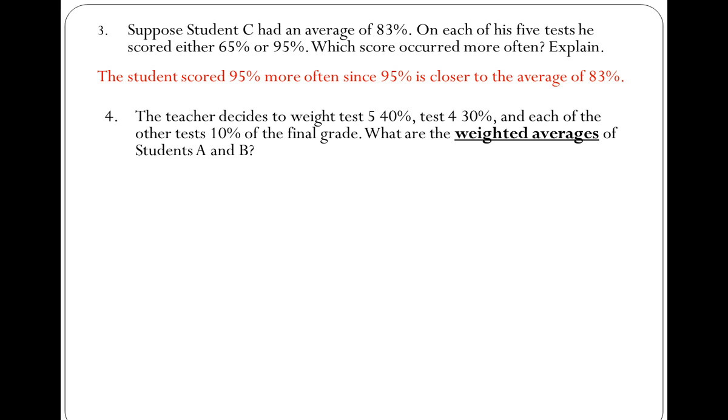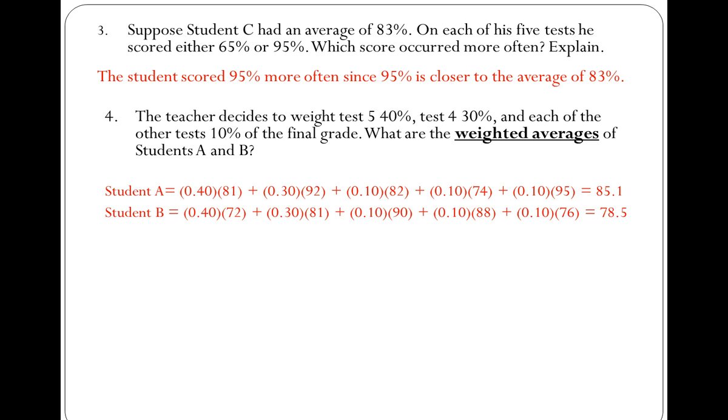Now we're getting into the ideas of weighted averages, which leads right into our unit of average atomic mass. So the teacher decides to weight test 5 40%, test 4 30%, and each of the other tests 10% of the final grade. What are the weighted averages of student A and student B?